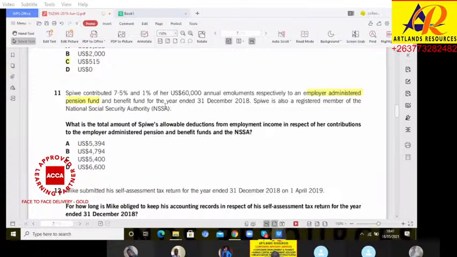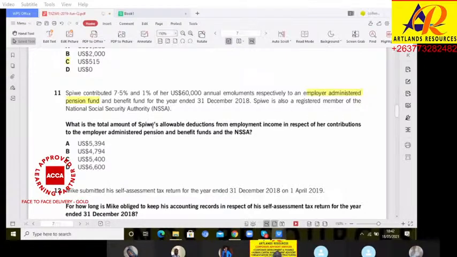So my statutory, my pension funds, retirement annuity funds, NASA, I know my statutory deductions. Then there is the benefit fund, which is at the company where you contribute. Now Spiwe is also a registered member of NASA.